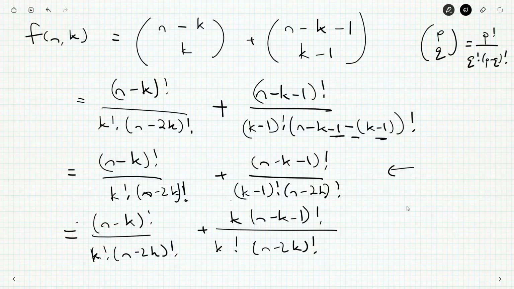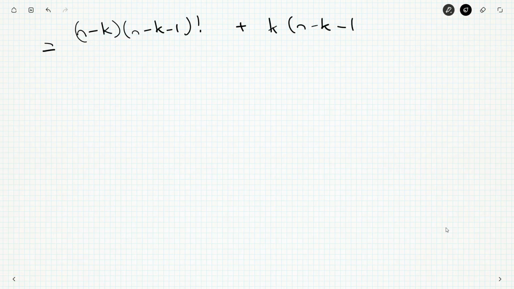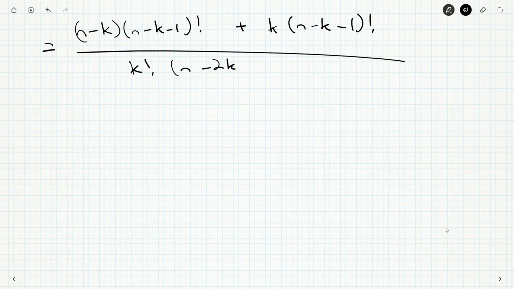Okay, so I got these, and now I can add this a little bit. Not only that, I've got a factorial up here that I could mess with. Now I think I can get rid of this plus sign. It might be a bit messy, but I think I can. So n minus k minus 1 factorial plus k times n minus k minus 1 factorial, all over k factorial times n minus 2k factorial. This might even be a cleaner formula. I wonder if there's a quick way to... Okay, n minus k plus k is just n.